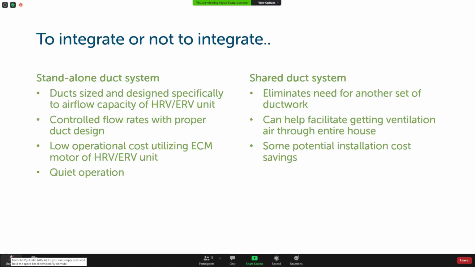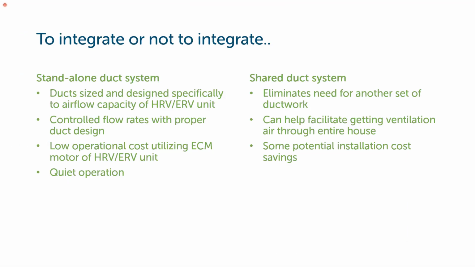So integration: you can do a ducted ventilation system that has its own duct system moving through the whole house, independent of any other system, or you can combine, if you have a forced hot air cooling AC system in the house, you can design the system so the equipment shares the same duct system. So there are some pros and cons for each.